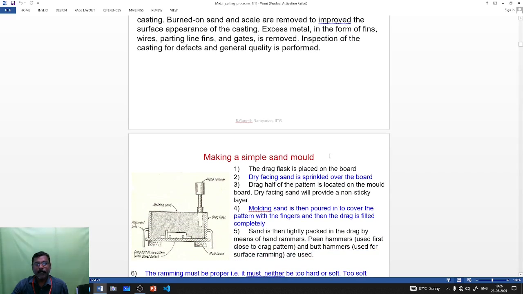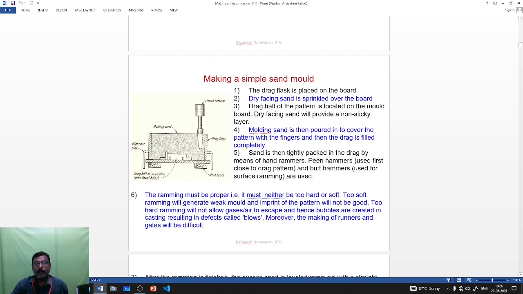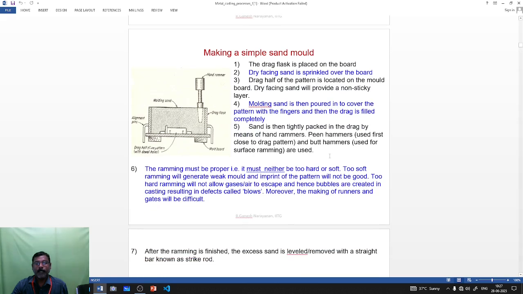In making a simple sand mold, the drag flask is placed on the board. Then dry facing sand is sprinkled over the board and the drag half of the pattern is located on the mold board. Dry facing sand will provide a non-sticky layer. The molding sand is then poured to cover the pattern with fingers and then the drag is filled completely.